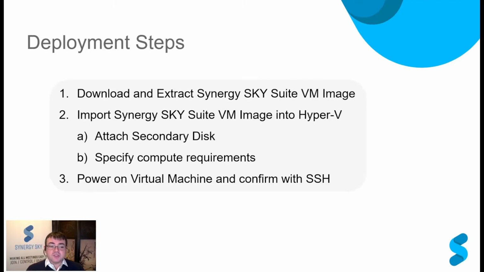So deployment steps here, you need to download and extract the Synergy Sky Suite VM image from our website, and then we import that image into Hyper-V, attach a secondary disk, specify the compute requirements, and then power on the virtual machine and confirm with SSH or via the Connect capability within Hyper-V itself.